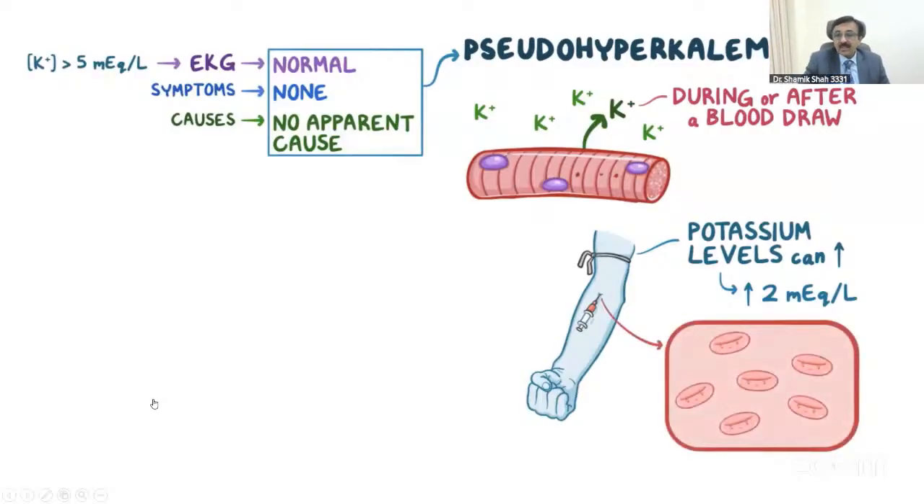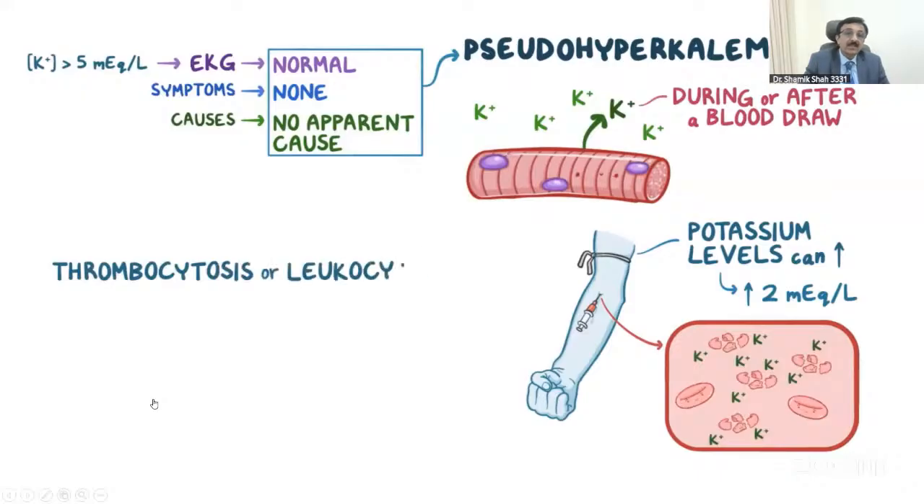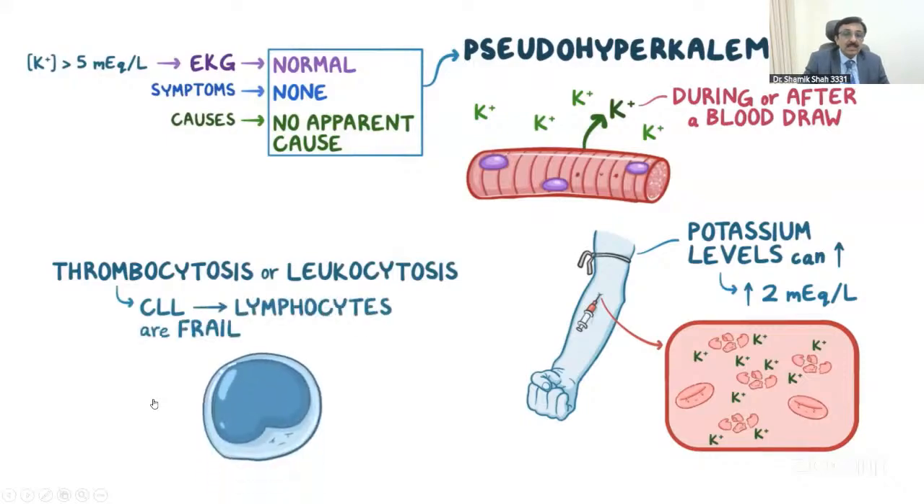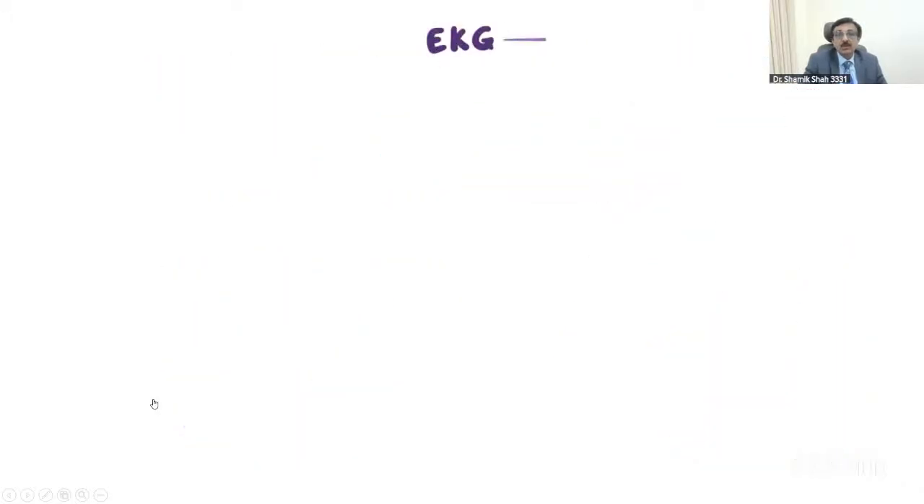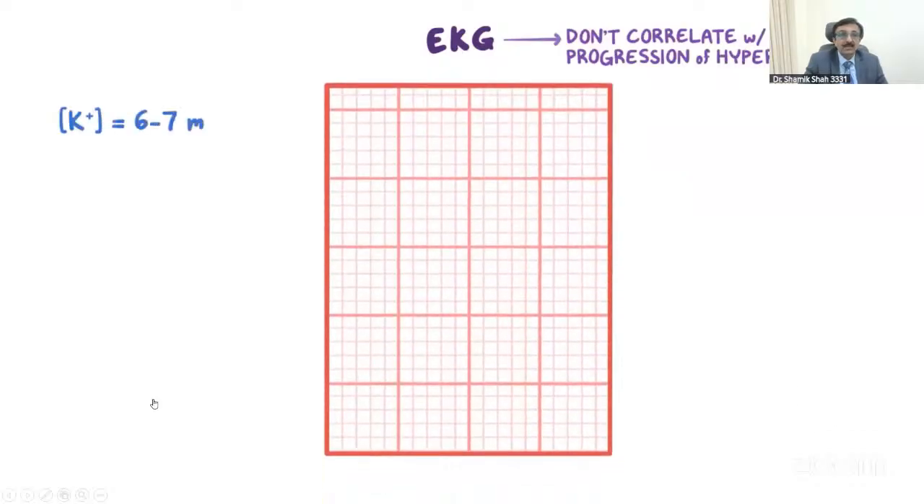Also during the blood draw, the red blood cells can lyse and cause release of potassium. If the patient has thrombocytosis or leukocytosis, as for example in chronic leukemia, CLL, then these lymphocytes are frail, which break down and cause the potassium to go outside into the circulation. So in such cases, we just repeat the serum potassium level, but at the same time, look at the CBC to see if the patient has pseudohyperkalemia or not. Again, like hypokalemia, EKG changes don't really correlate with the severity and progression of hyperkalemia.